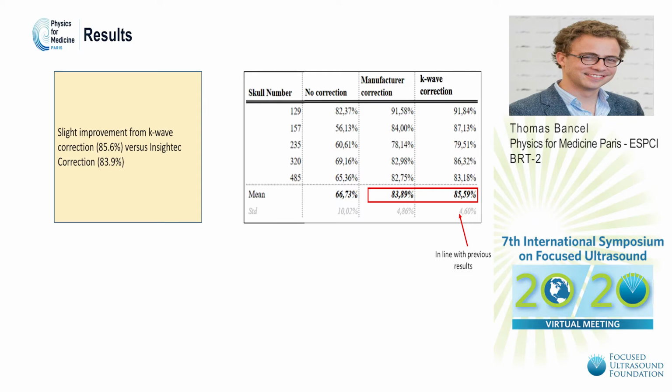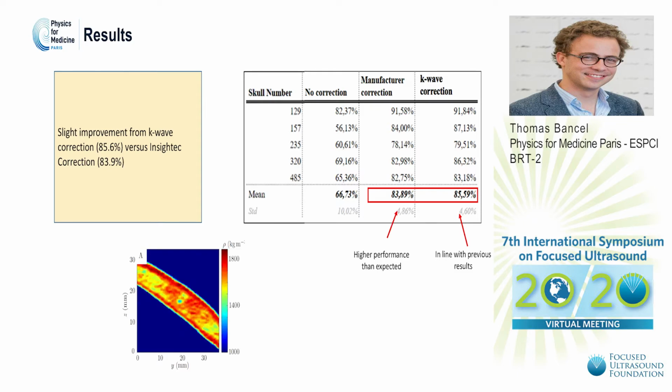And what's more surprising is that we were expecting a much lower performance for Insightec, because in theory, when you do ray tracing, you don't model as much, you don't capture as much information as in K-wave in the bone, because you don't have this density and speed of sound modeling that you take into account in K-wave. So this is interesting to say.